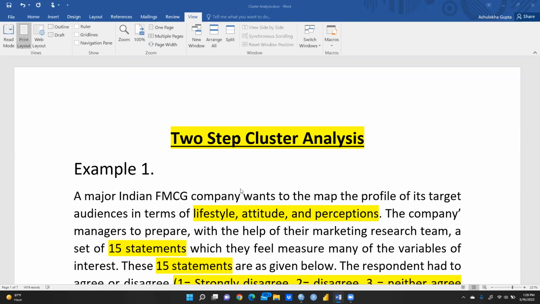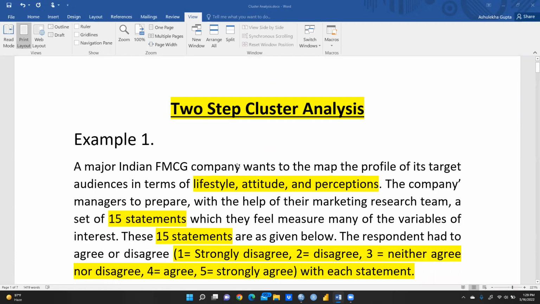One or two viewers said, ma'am, why don't you prepare a video on two-step cluster analysis? That is why I'm preparing this video. I'm going to share the same example here that I had already used in cluster analysis. So let me discuss how we have to run two-step cluster analysis.